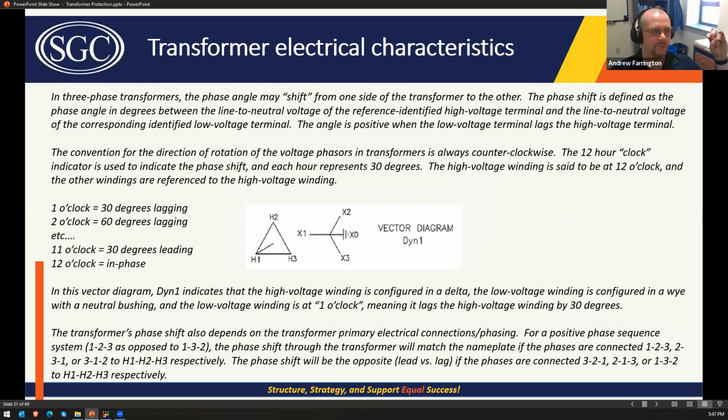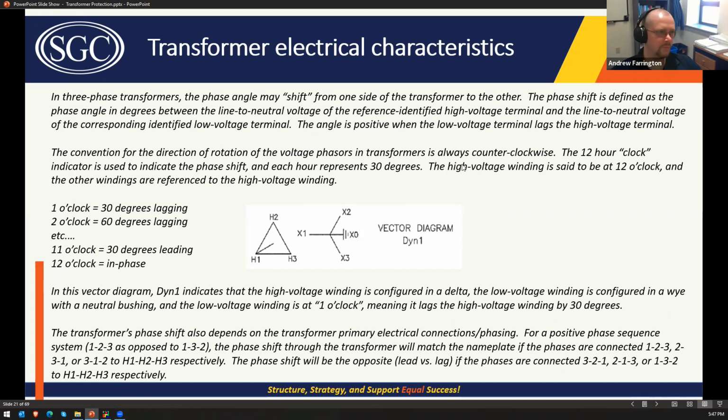In 3-phase transformers, we've talked about this before, and I know you guys understand this, but it's really important. The phase angle may shift from one side of the transformer to the other, and that phase shift is defined as the phase angle in degrees between the line to neutral voltage of the reference identified winding, which is usually a high voltage winding, and the line to neutral voltage of the corresponding identified low voltage winding. The angle is positive when the low voltage terminal lags the high voltage winding, and it's negative when it leads.